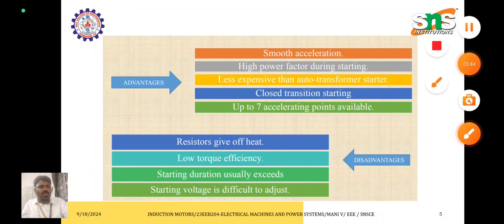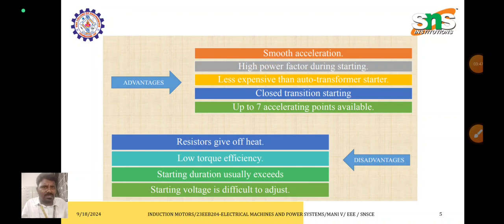And these are a few advantages as well as disadvantages. The advantages are very smooth acceleration, high power factor during starting, and it is less expensive compared to other types of starters like the auto transformer starter. Closed transition starting with up to 7 accelerating points is available.